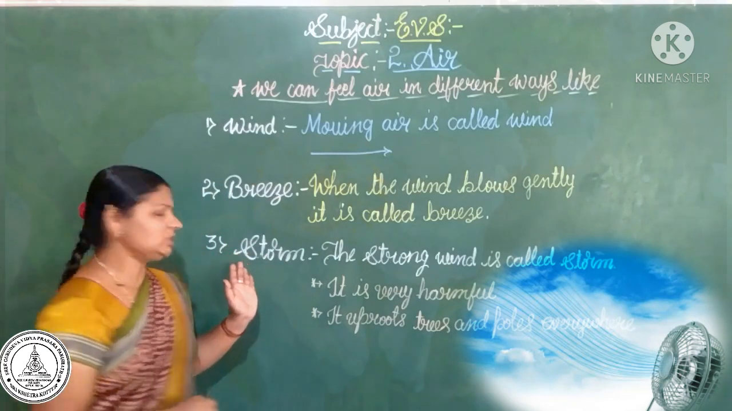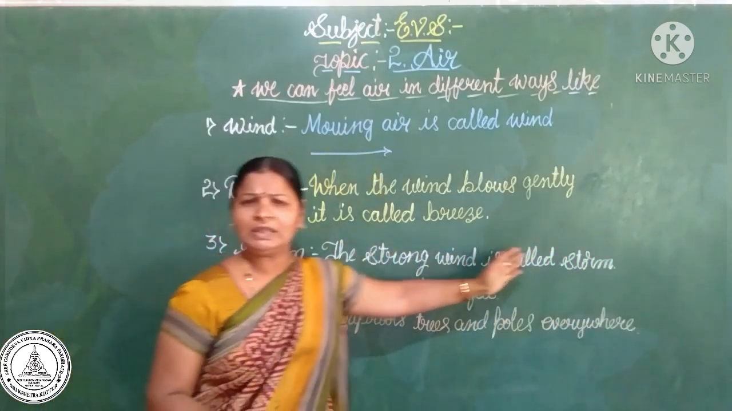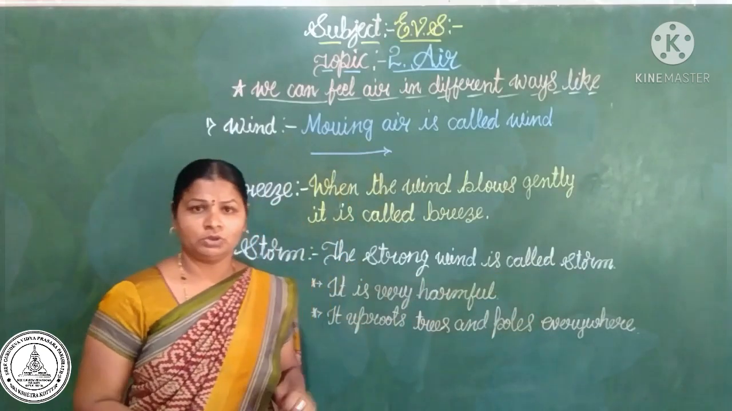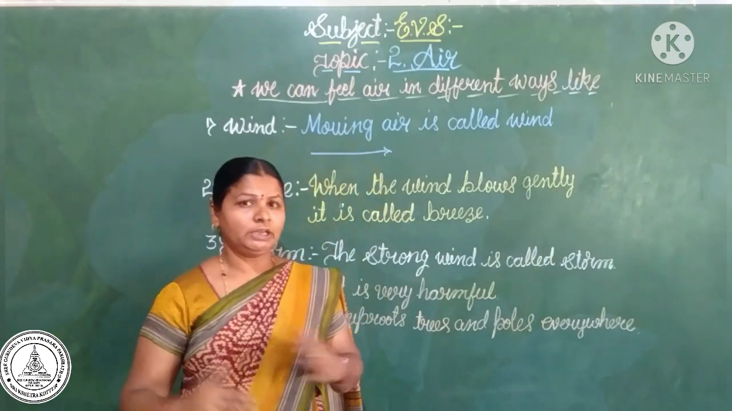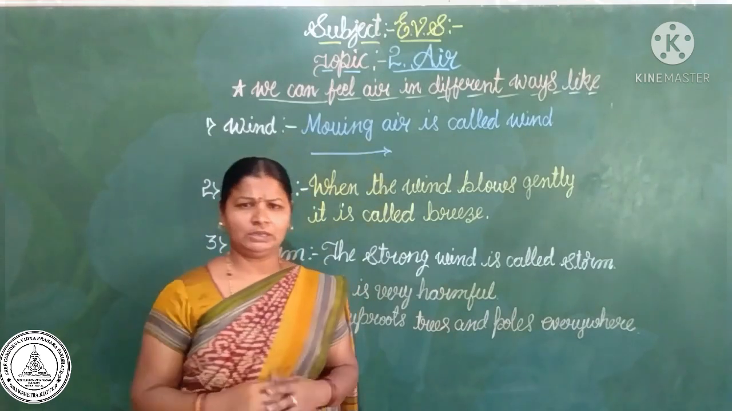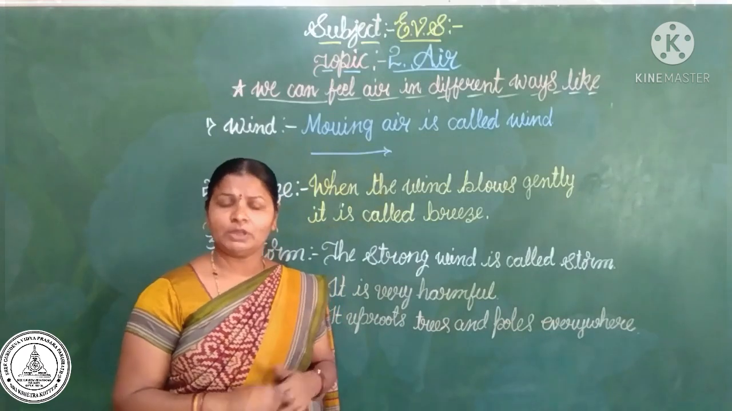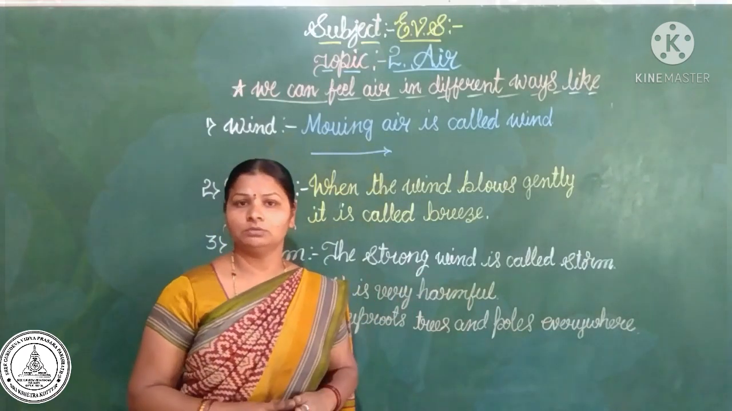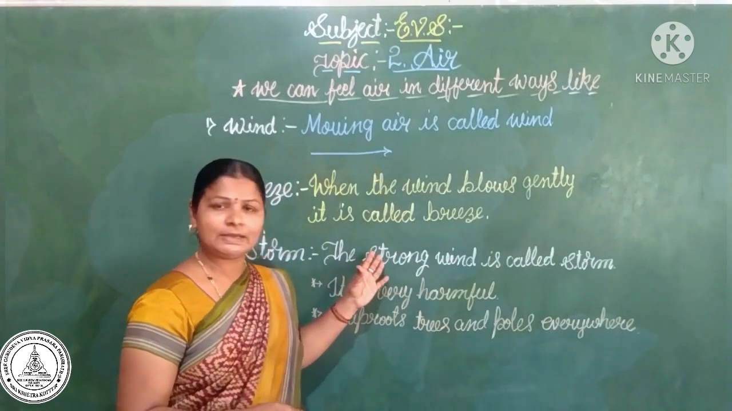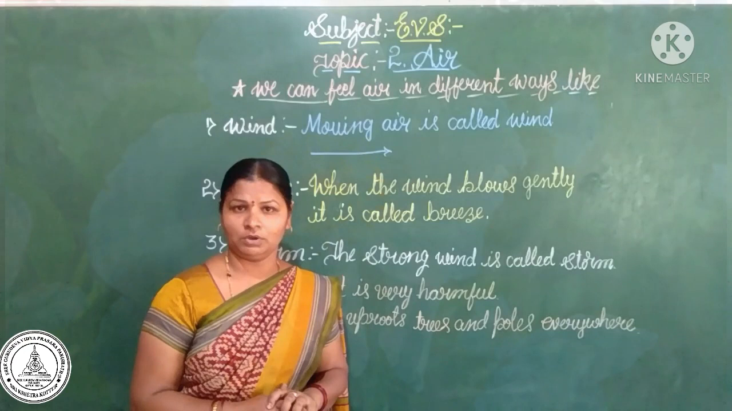Okay, so next one is storm. The strong wind is called storm. It is a strong wind. It is not blowing slowly. It is blowing very fast, and very strongly it is blowing in the atmosphere. So it is very harmful. The strong wind, the storm, is very harmful.